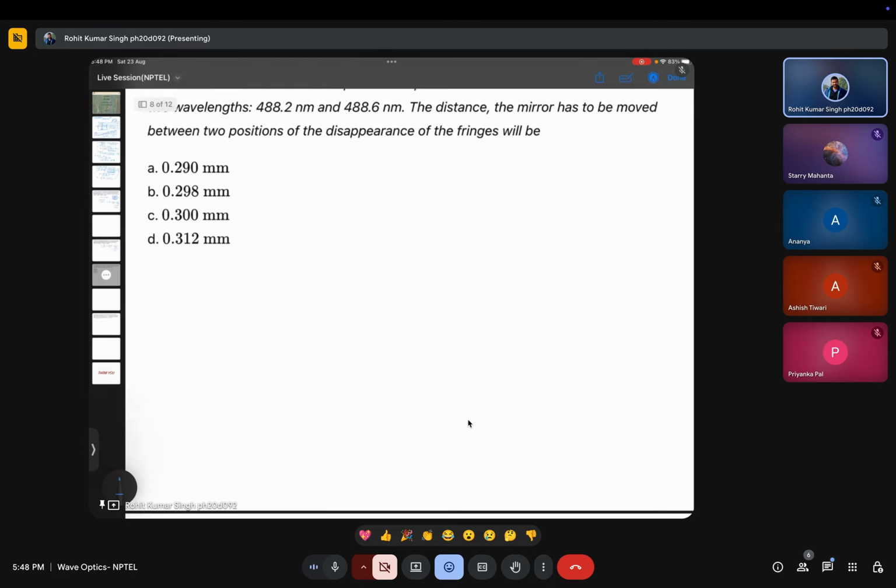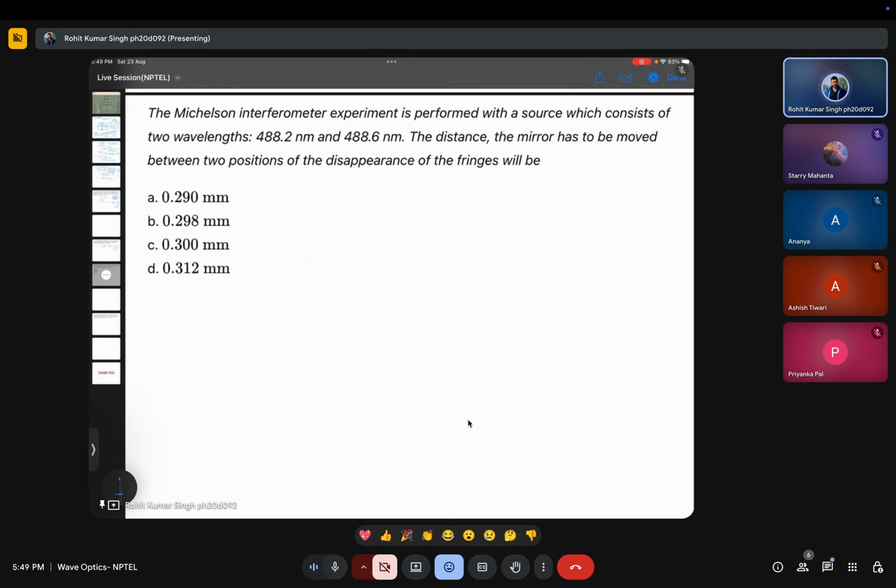So let's do this. This is one problem on two wavelengths. Now you see, this is how the problem will be stated on this concept. The Michelson interferometer experiment is performed with a source consisting of two wavelengths, lambda 1 and lambda 2. The distance the mirror has to be moved between two positions of the disappearance of the fringes will be.